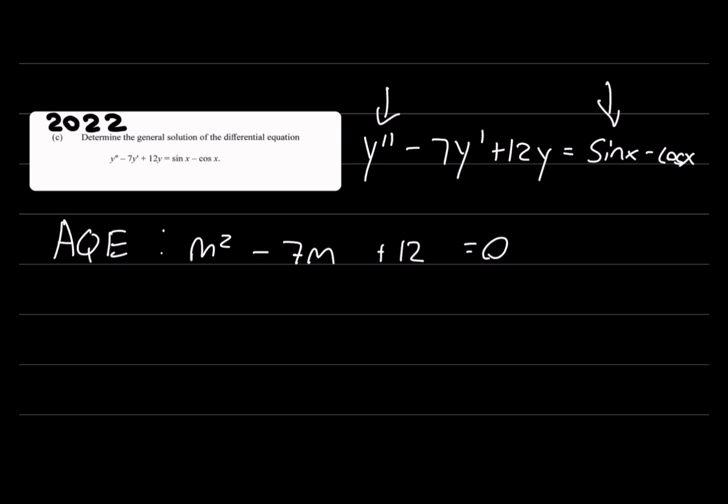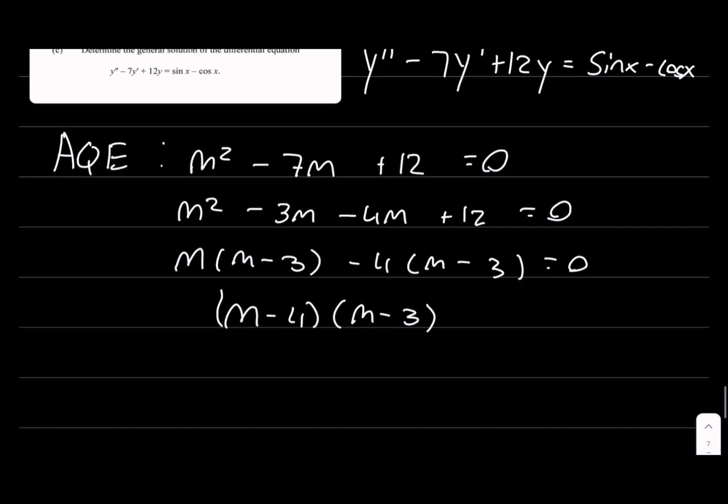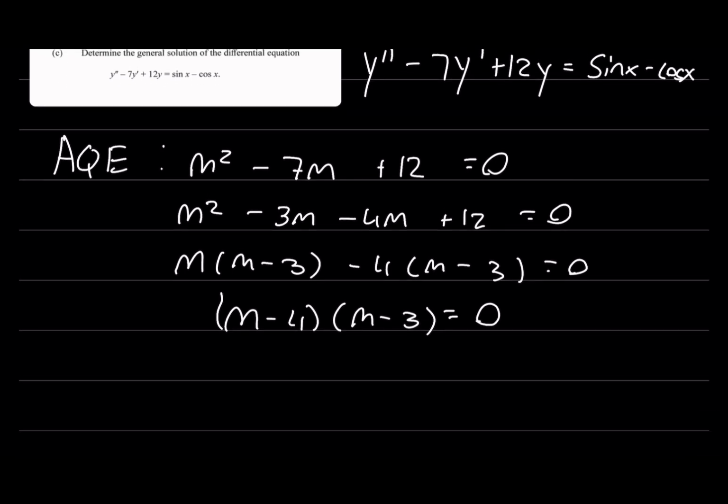So we need two numbers that multiply to 12 but add to negative 7, so that's negative 3 and negative 4. So m squared minus 3m minus 4m plus 12 equals 0. m times m minus 3, minus 4 times m minus 3, equals 0. So we'll have m minus 4 and m minus 3. Okay, so what do we do with that? Well, now we're just going to set this equal to 0, so that means that m is equal to 4 or m is equal to 3.